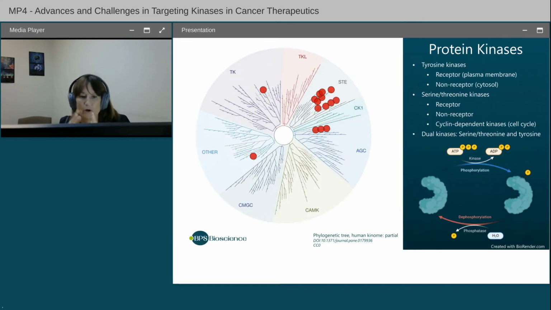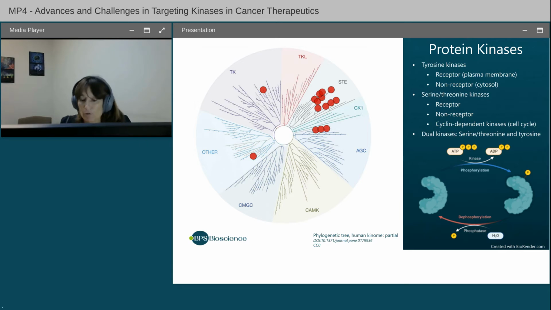So for viewers who are a little less familiar with kinases, I have illustrated a few basics. As you know, these enzymes are classified depending on which amino acid they phosphorylate: tyrosine, serine threonine, or both tyrosine and serine threonine for the so-called dual kinases. The receptor kinases are localized at the plasma membrane, and the non-receptor kinases are in the cytosol. I put separately the cyclin-dependent kinases that are a whole family in themselves.